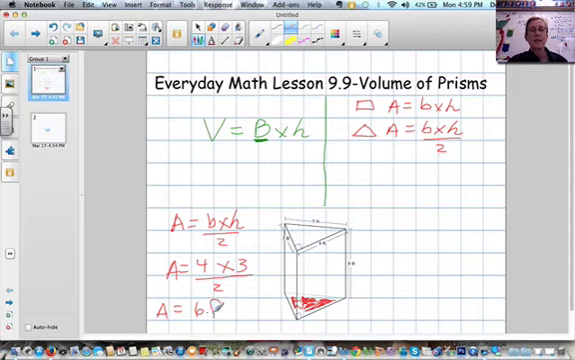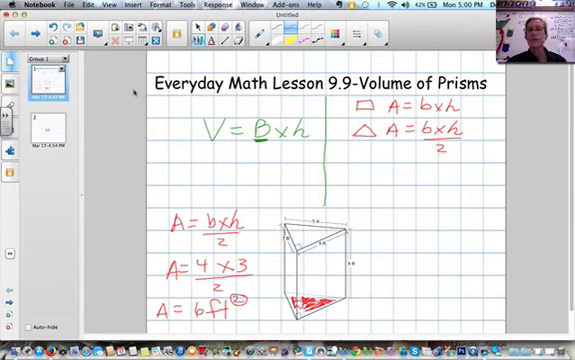Now here's where we have to pay attention to units, because we're not calculating volume yet. We're just calculating the area of the base. So that's going to be square feet. Really important. Okay, that's one of the things that will come up at the end of the unit when you take your unit test, is making sure you get all of your units on there accurately. So we just calculated that the area of the base, the triangle, is 6 square feet.